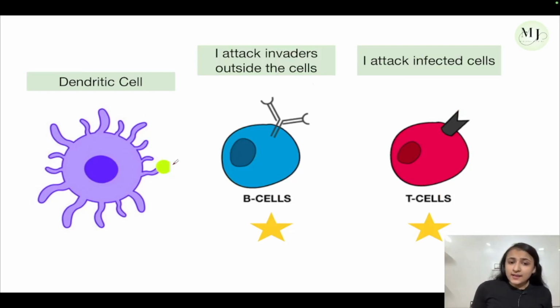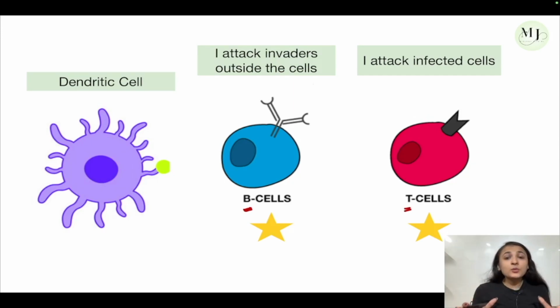So the dendritic cells will take these antigens to the heroes of our adaptive immune system. These heroes are B cells and T cells. Now both of these are lymphocytes, which are a subtype of white blood cells. Now when the B cells and T cells come in contact with the dendritic cell carrying the antigen, they become activated. Now B cells will attack the invaders which have not yet infected the body cells, which are outside the cells. And T cells will attack those cells which are already infected.